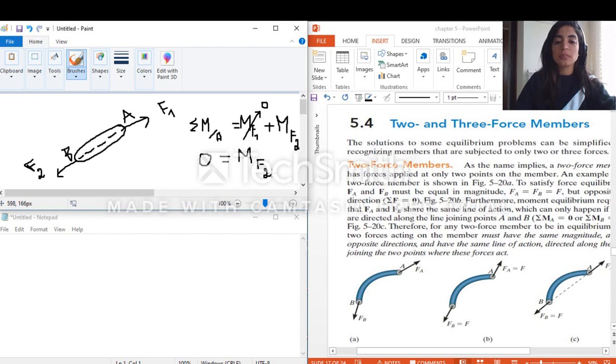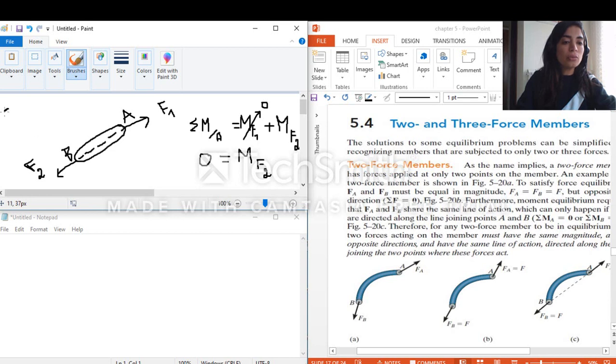So what does this mean? The moment of F2 equal to 0 means basically that F2 should also pass through A. So guys, I'm finding the sum of moments around A. I know that M of F1 is equal to 0 because F1 is passing through A. So I still have M of F2. M of F2 around A equal to 0 means that F2 should pass by A. And that's why, guys, I will have here the same line of action. So F2 will pass through A, which means F1 and F2 have the same line of action. Okay, now I can do the same around B.